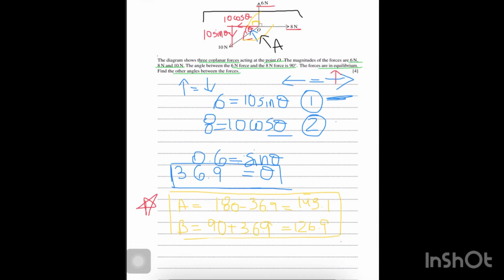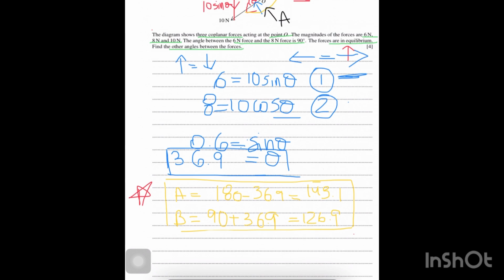We need to give a final statement to indicate to the examiner what our answers are, because there are two angles mentioned in this question, and we need to tell the examiner how to differentiate between the two. So we can write it like this: A is equal to the angle between the 10 Newton force and 8 Newton force, and B is the angle between the 6 Newton force and 10 Newton force.